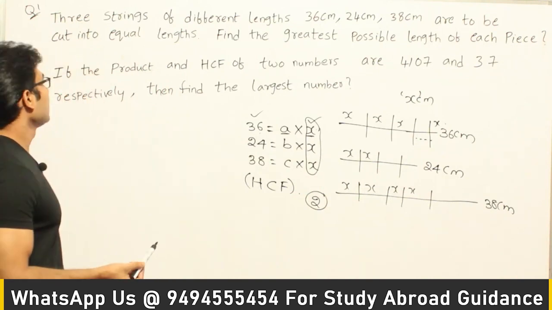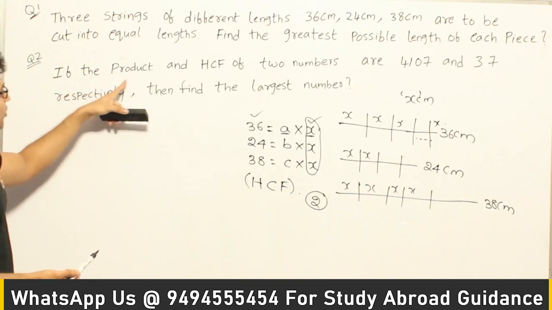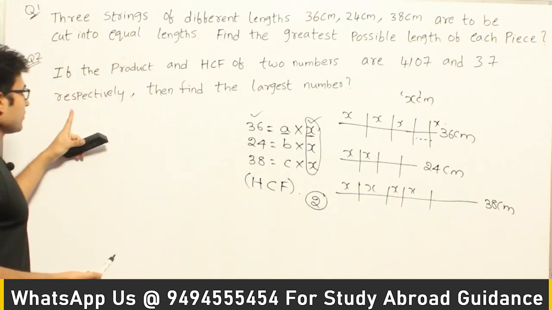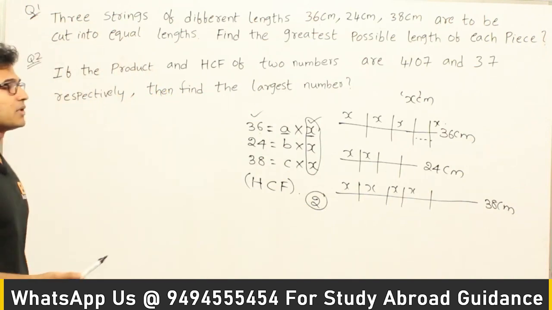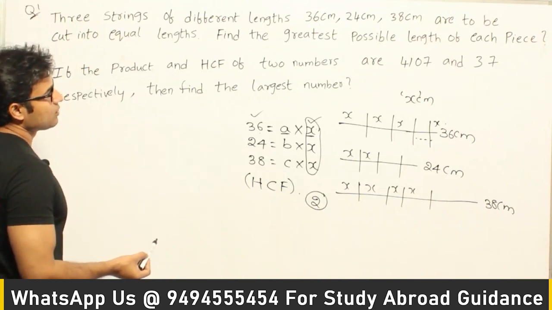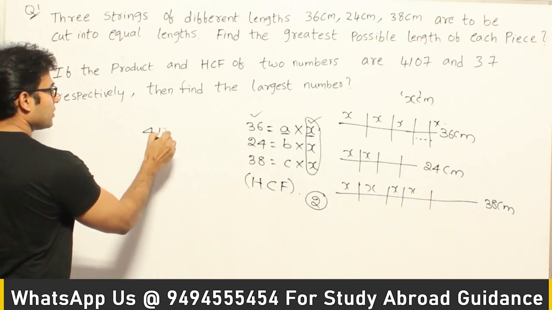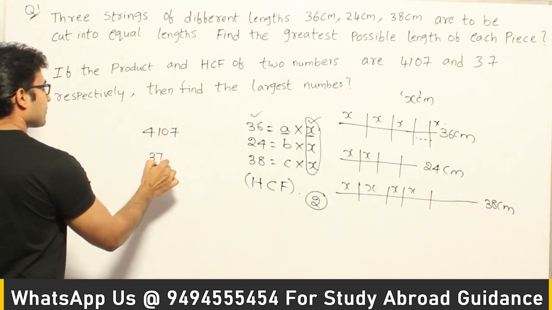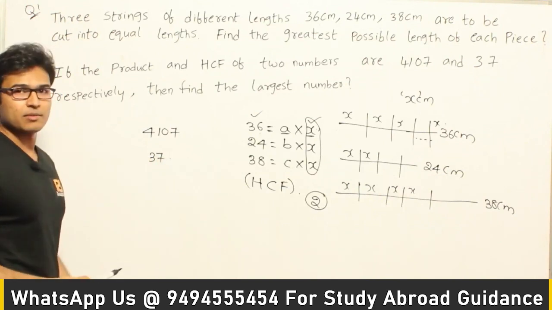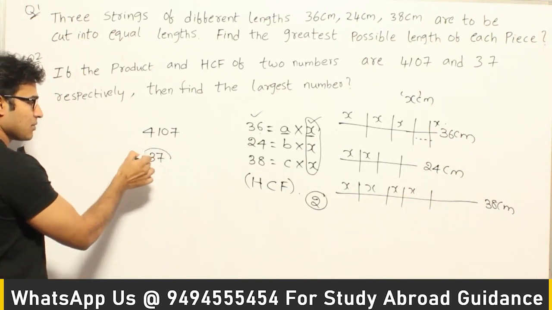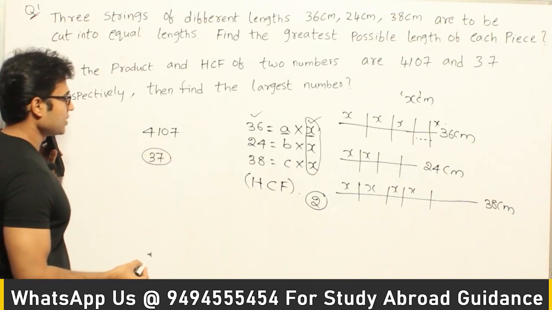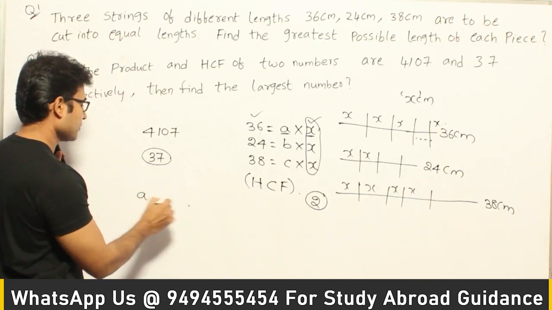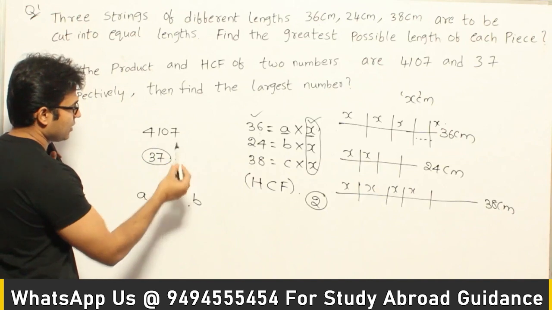Okay, fine. And the next one is, if the product and HCF of two numbers are 4107 and 37 respectively, then find the largest number. So they are saying that there are two numbers whose product is given as 4107 and their HCF is given as 37. Now they are asking what is the largest number. Now if you see this, the highest common factor is given. So what does common factor mean? Let us assume that these two numbers are a and b. Now they are saying that the factor is 37.